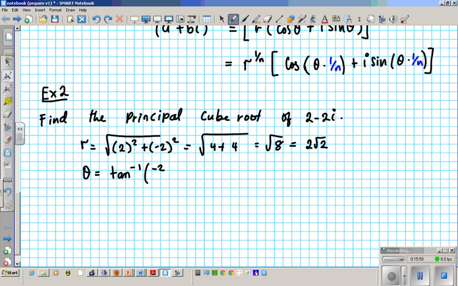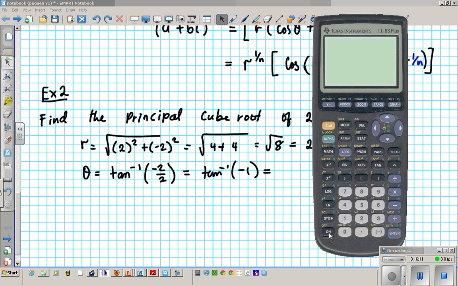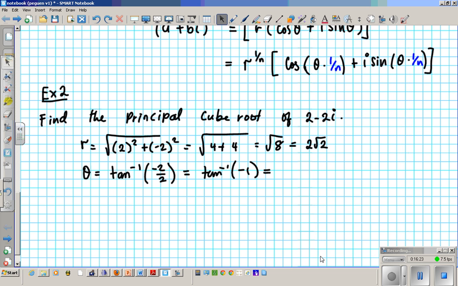Now the angle, the inverse tan of y over x, or negative 2 over 2, or b over a, is going to become the inverse tan of negative 1. We plug that into our calculator. Inverse tan of negative 1 is negative 45 degrees.